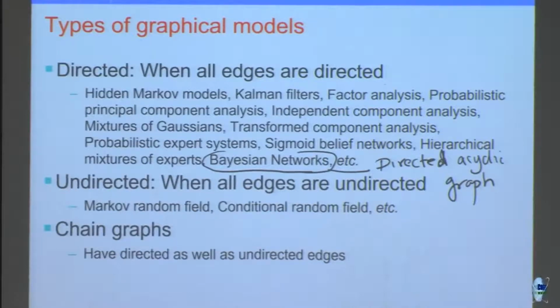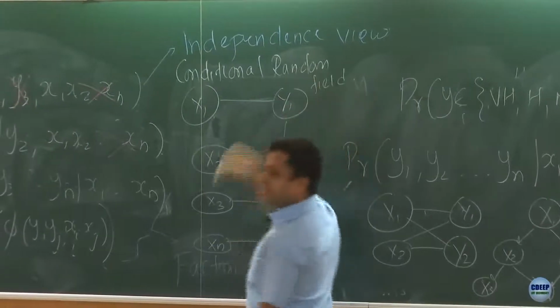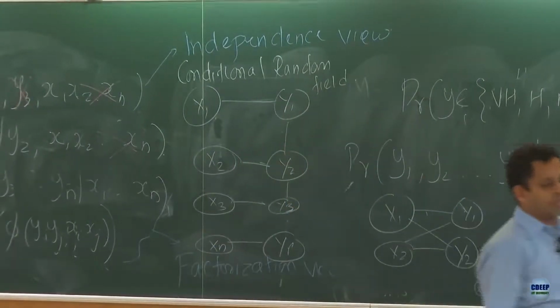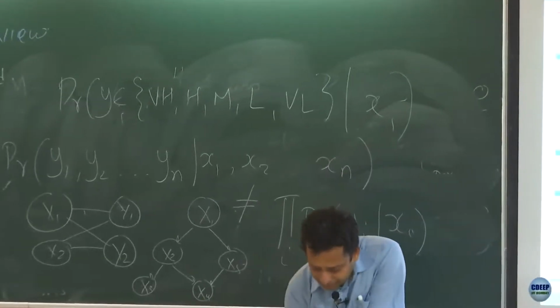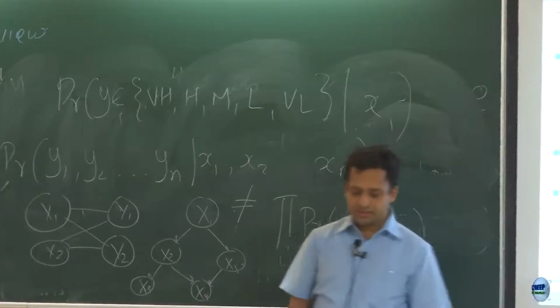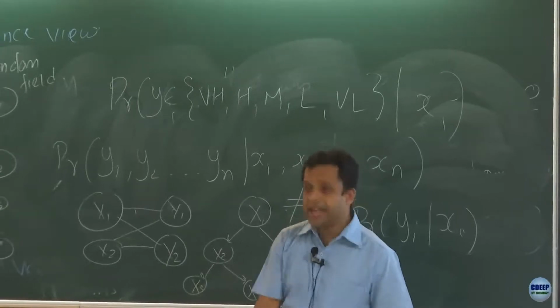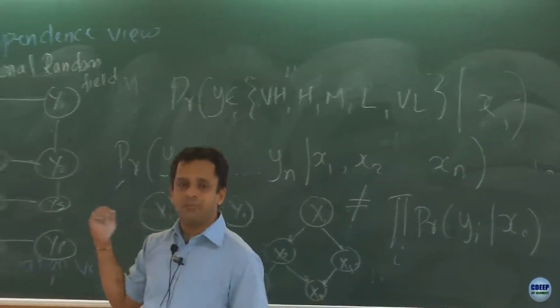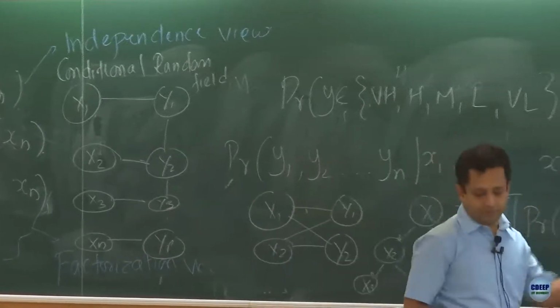Building on logistic regression, we had something called the conditional random field. I would say this is the most straightforward extension of logistic regression, and that is an example of an undirected graph. And then you also have chain graphs which have both directed and undirected edges. I have very detailed notes on graphical models. I have already posted them on Moodle. I will be referring to them for 1 or 2 lectures.